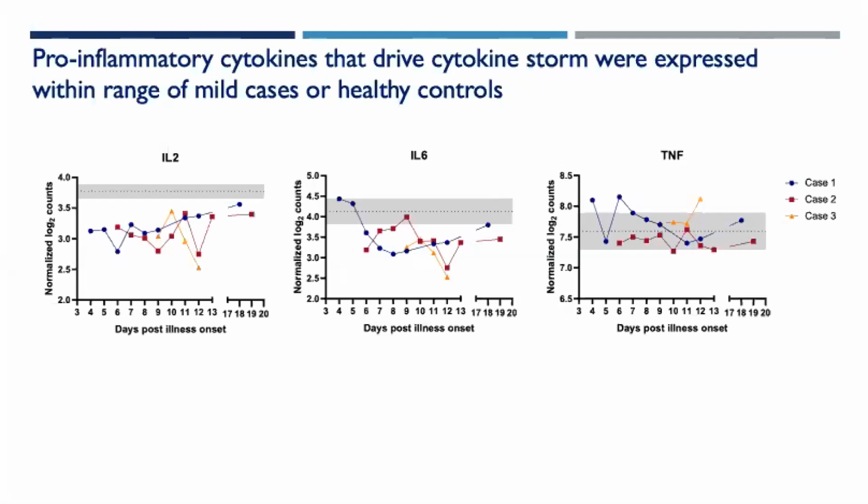So healthy controls on the graph that you see is indicated with a dotted line for the mean, and the gray shaded areas represent the standard deviation. So you'll see that the expression of IL-2, IL-6, and TNF-alpha, really it's within the range of mild cases or healthy controls.